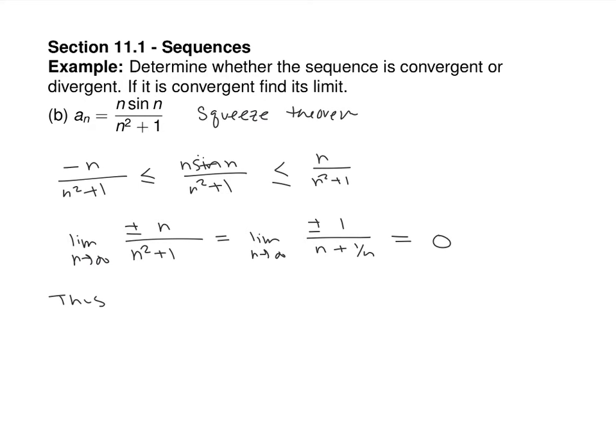And so thus, the limit as n goes to infinity of n sine of n over n squared plus 1 is also equal to 0. The theorem used there is the squeeze theorem.